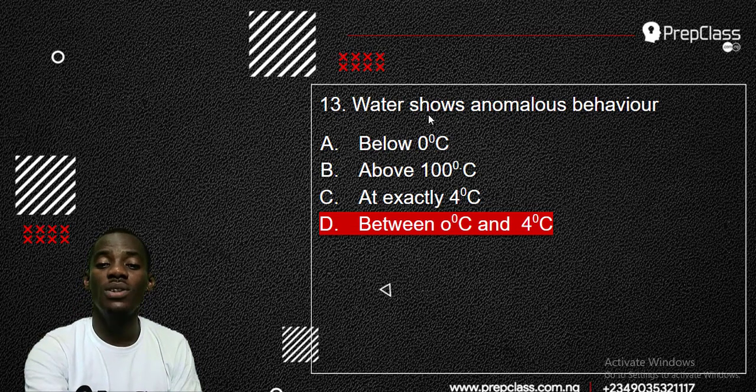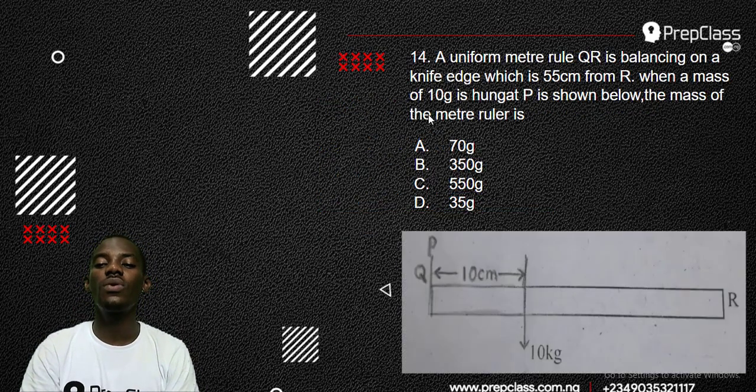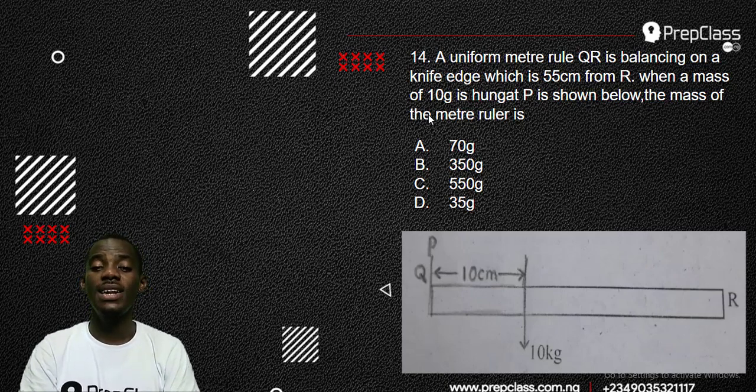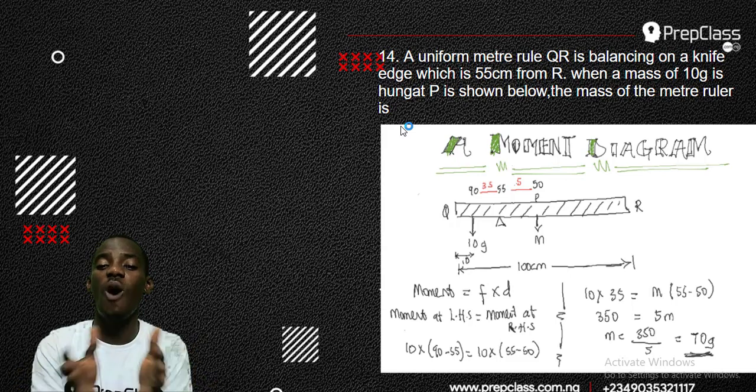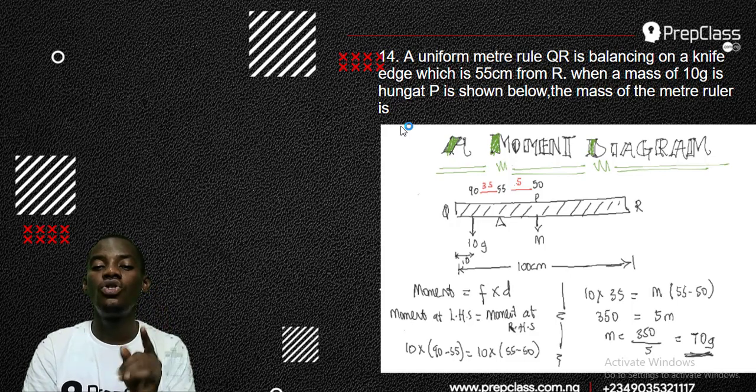Okay, let's check out question number 14. It says a uniform meter rule QR is balancing on a knife edge, which is 55 centimeters from R, when a mass of 10 grams is hung at P as shown below. The question asks for the mass of the meter rule. This is a question on equilibrium. You have a meter rule that is 100 centimeters long, with a mass of 10 grams hanging downward. Then you have to find the mass of the meter rule, which is the M2, the second M that I put in the drawing.